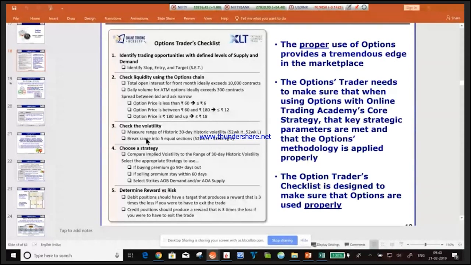Okay. So once you choose the strategy, these are some of the rules. And then finally, determine your reward to risk. Now remember, the reward to risk determination is not like what you see in core strategy, where you draw the entry, stop, target lines and it's done. It is not like that. There is a calculation for that, which we are going to learn tomorrow morning.